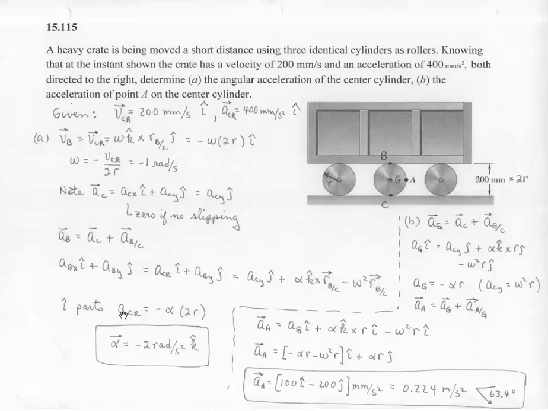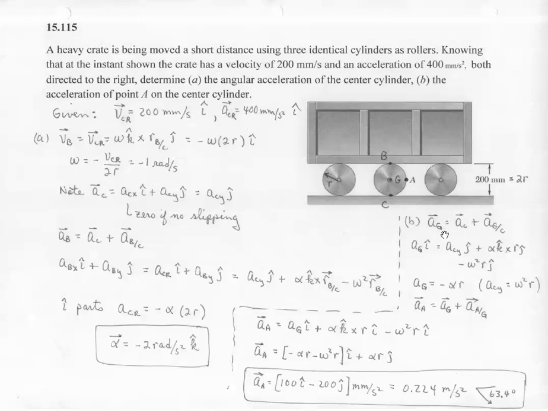If you look at the i parts alone, you'll have a sub crate equal to, and the i part of this is going to be k crossed into j. It's going to leave me with a minus alpha times r sub B/C, which is 2r. So we have a minus alpha 2r, and that gives us alpha equal to a sub crate, which is 400 millimeters per second squared, divided by 2r, with the minus sign carried there. So it's minus 2 radians per second squared k unit vector.